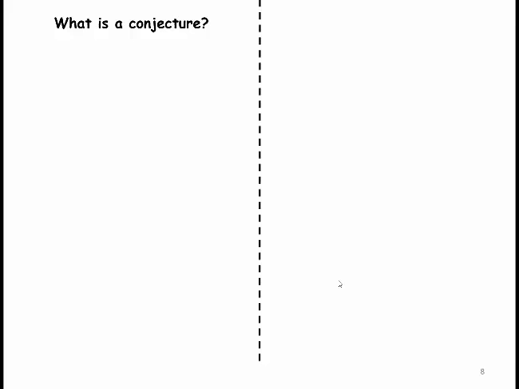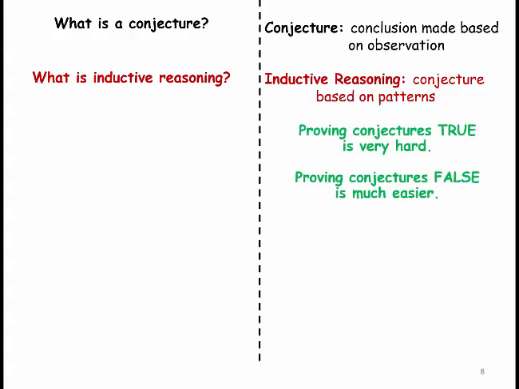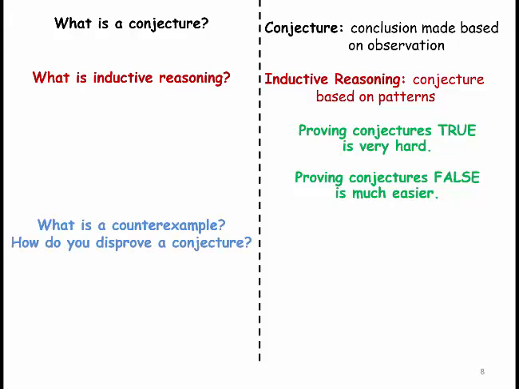All right, what is a conjecture here? A conjecture is a conclusion made based on an observation. What is inductive reasoning? It's a conjecture based on patterns. We've been seeing all these different patterns in the examples. All right, proving a conjecture true is very hard. But proving a conjecture false is much easier. So if someone says, hey, I believe this to be true, if you can show a counterexample, proving it false is a lot easier than saying something is true for sure.